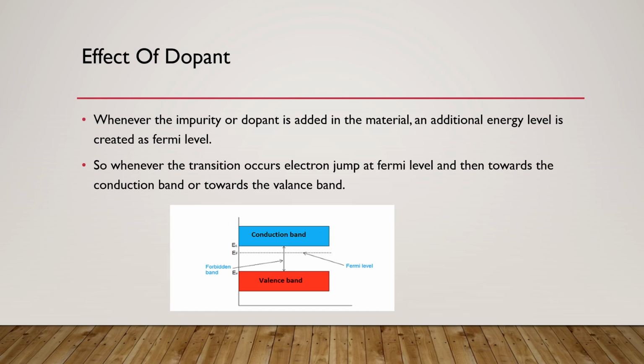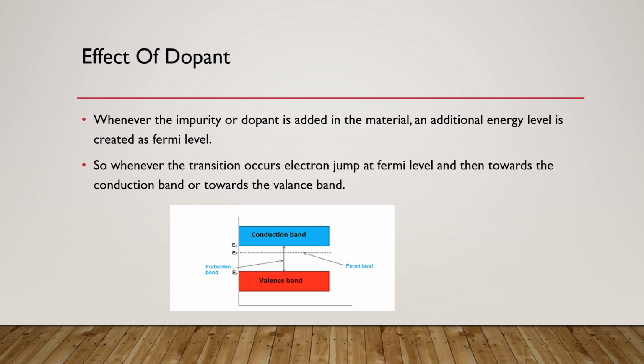For example, if the incoming photon has energy greater than the band gap, it will make the whole transition. But if not, and a dopant is present in the material, then an additional band is created, and this Fermi band has probability and can house an electron or a hole very easily.